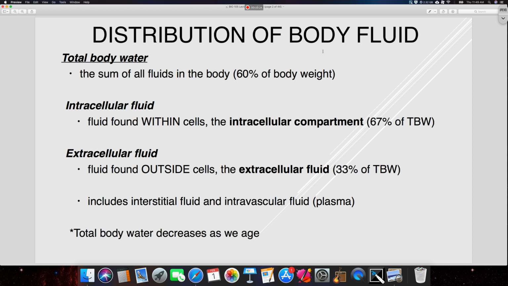Okay, so in this lecture we talked about water balance, electrolyte balance, and a little bit about acid-base balance, and we started by talking about total body water. This is just the sum of all of the fluids or the water in the body. Total body water is divided into intracellular fluid and extracellular fluid. Intracellular fluid is found inside cells, and that's the majority of body water, about 67%. Extracellular fluid is found outside of cells, okay? And this includes interstitial fluid, which is the fluid between cells, and the intravascular fluid, which is basically just plasma.